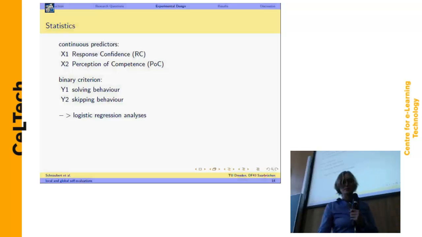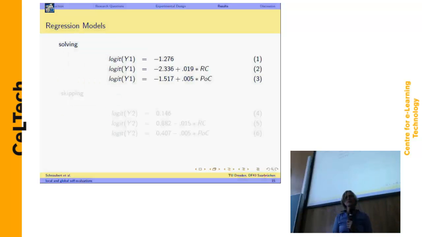Okay, as promised, I'm back for the results. These are the regression models we computed. First of all, for solving behavior, the first you can see is the intercept-only model, or the null model, and the next two models are the models containing response confidence or perception of competence. What we can see here is that response confidence as well as perception of competence have a positive influence on the solving behavior. So the higher the confidence, the higher the solving rate afterwards, and the higher the perception of competence, the higher the solving rate also.